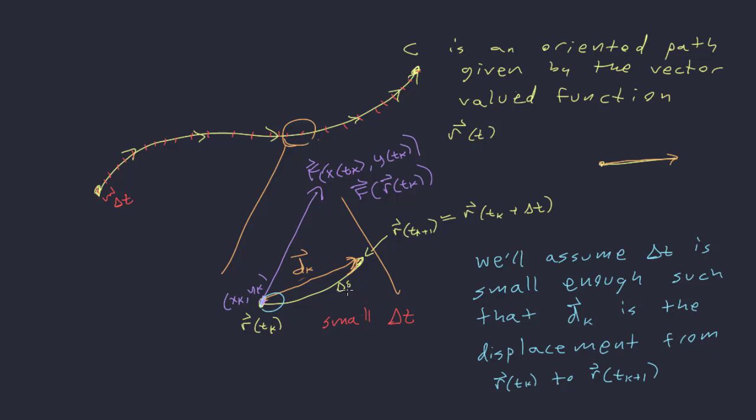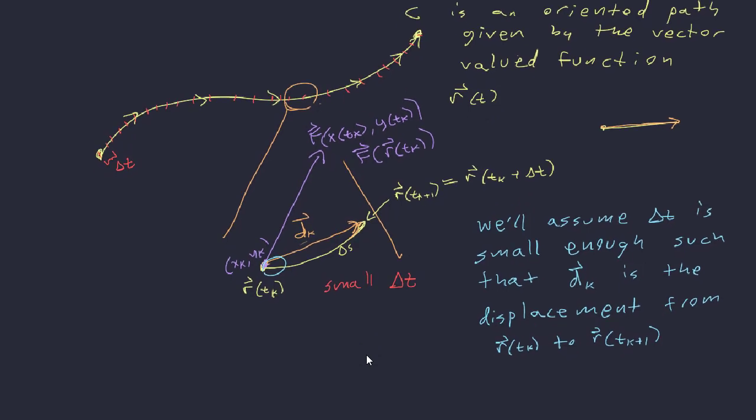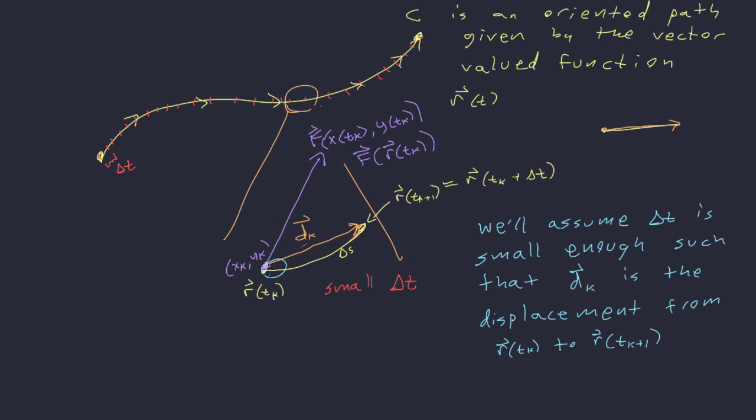Now, this vector, essentially we are creating a delta x sub k and a delta y sub k. So our d sub k is the vector delta x sub k, delta y sub k.